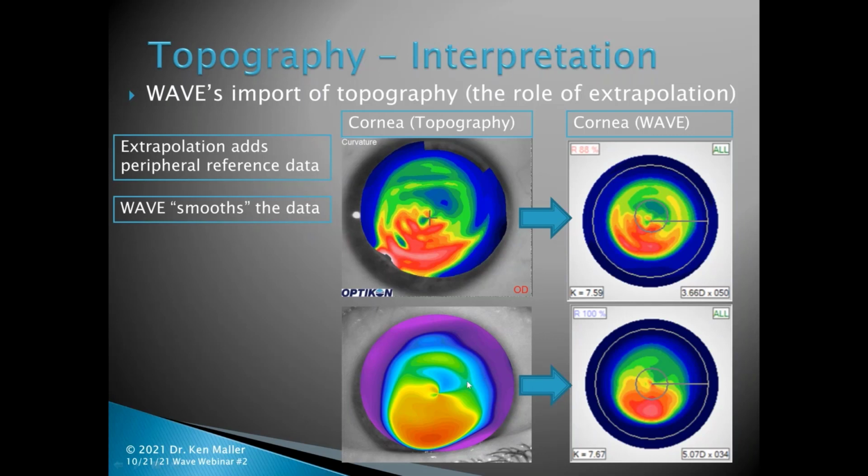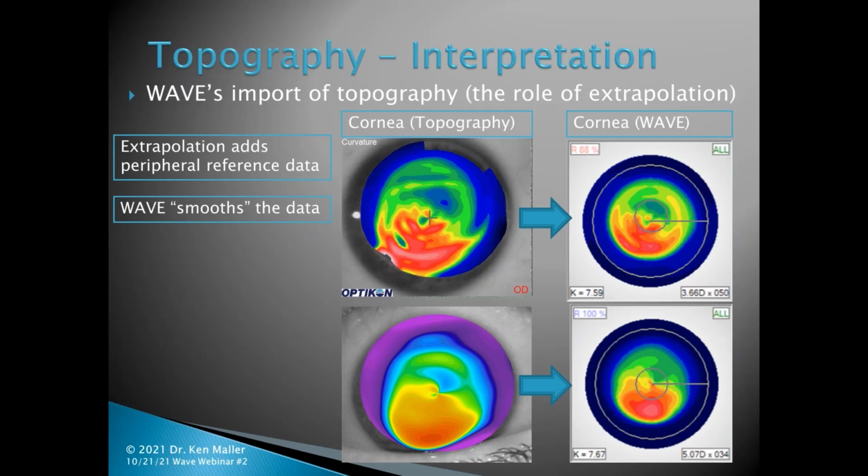For example, we can see that the raw data shows a considerably flatter area up here than wave's representation of that. So once again, the algorithm that brings in the data from the cornea to the topographer changes some of the data. And then when we bring the topography data from whichever instrument you're using into wave, wave further alters that data to some degree.